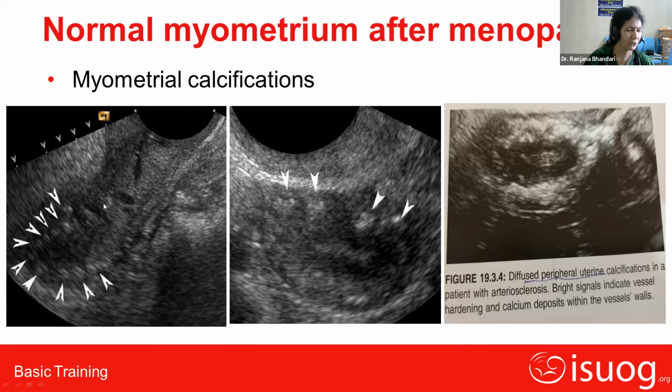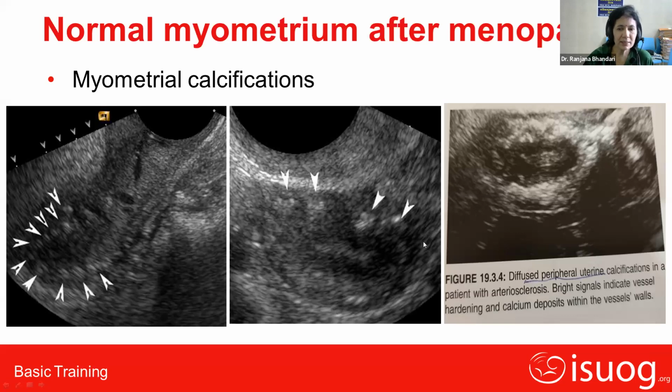So it is physiological. It is never a pathological finding. So many times we get this in the postmenopausal case. See, this is in the sagittal. This is a transverse plane. This is the endometrium, and we are getting the calcific points of the arcuate artery, blocked arcuate arteries.